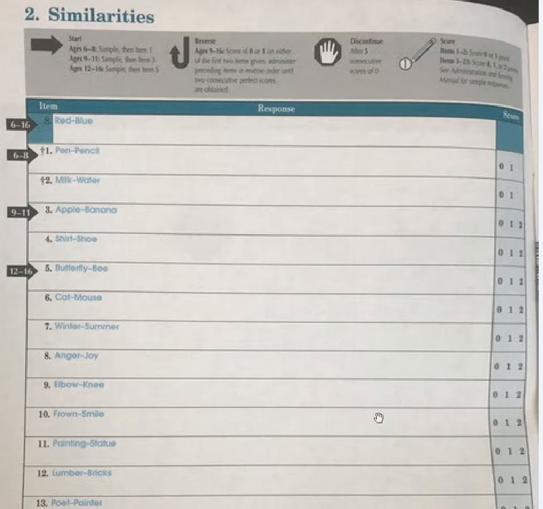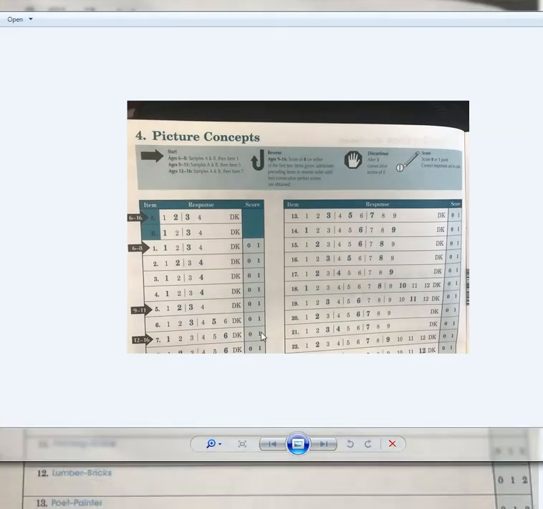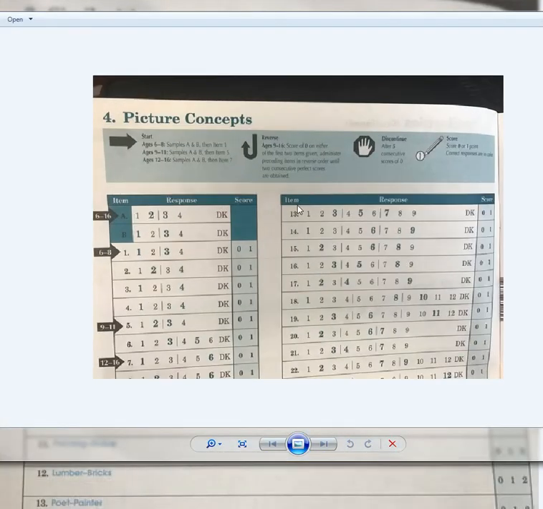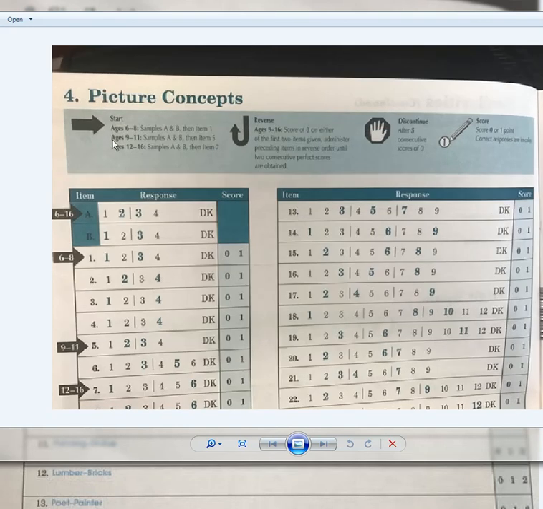So what I want you to do is take a look at, let me see, I'm going to pull one more over really quick because I want you to look at this one, picture concepts. So here's another subtest that I pulled out. Immediately you can see start points, you can see that we have a reverse rule, and you can see that we have a discontinue rule. Okay, so the same concept applies. Find the age, circle the number of your start point, and test going forward.